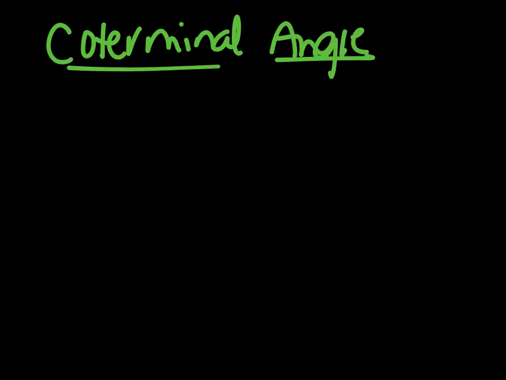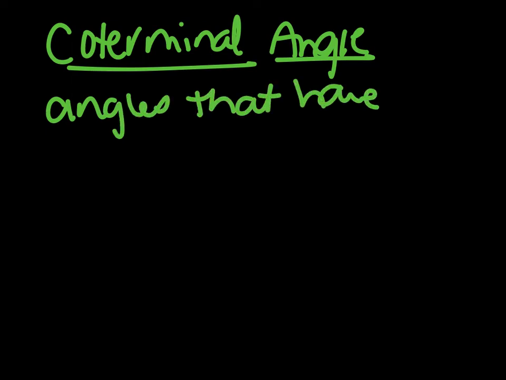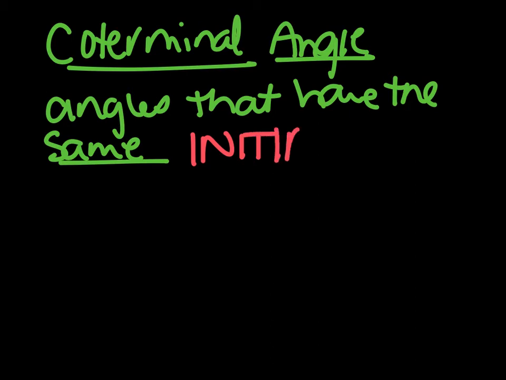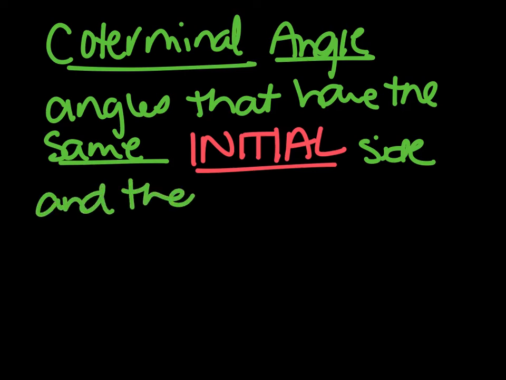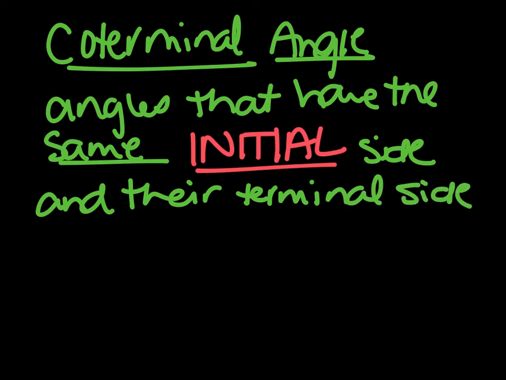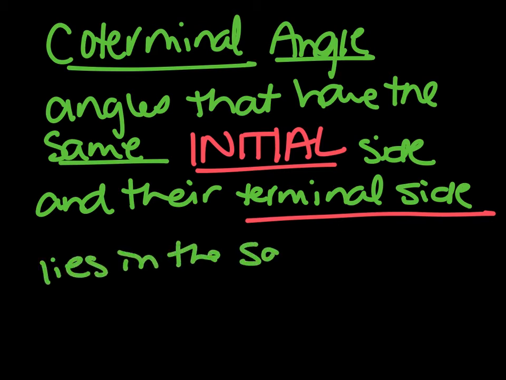Next, we're going to look at coterminal angles. So for something to be a coterminal angle, that means they're angles that have the same initial side, and their terminal side, even though it might be a larger angle, lies in the same place. Okay, so you might want to pause that and copy that down before going to the next screen.